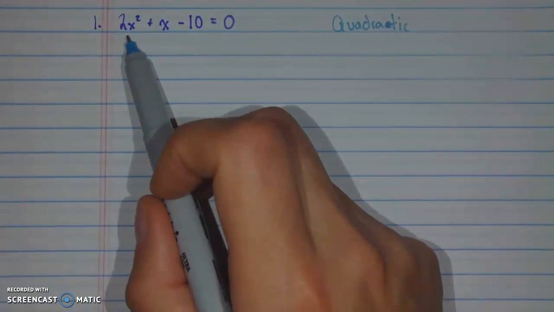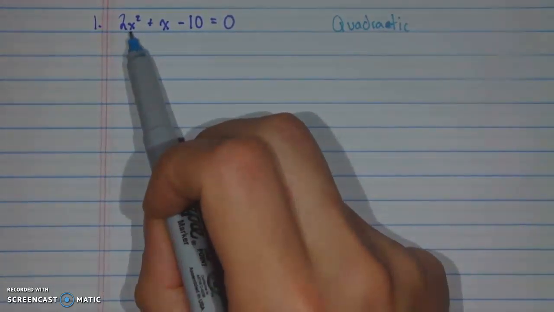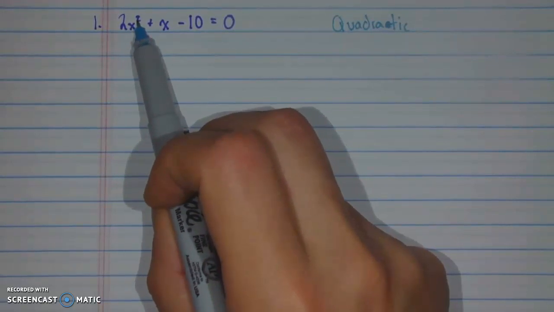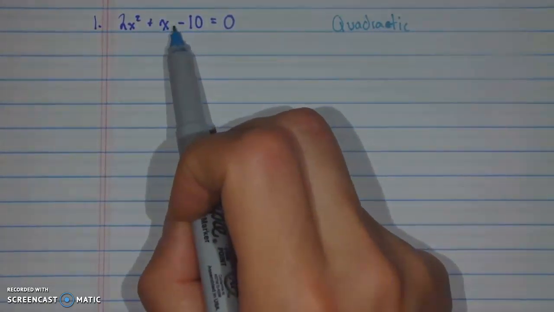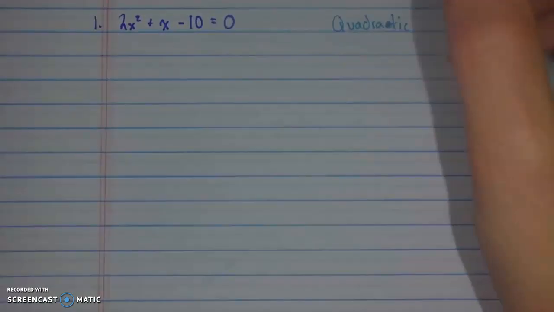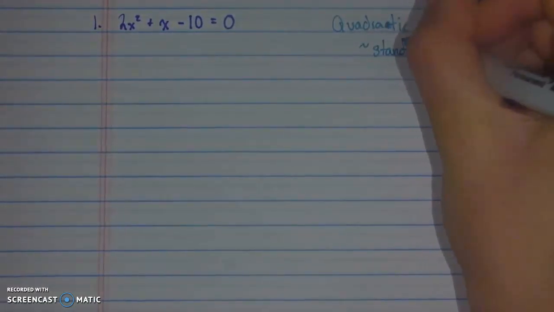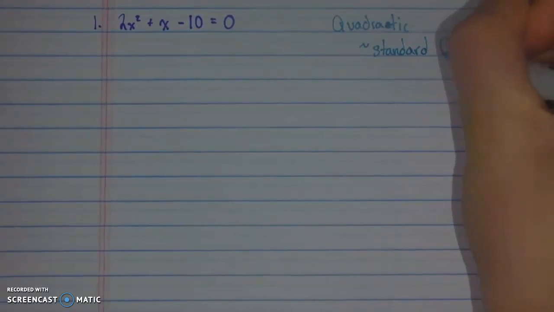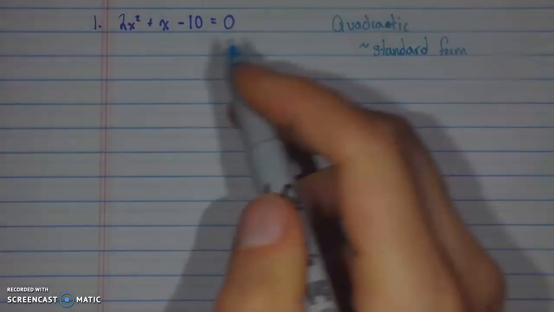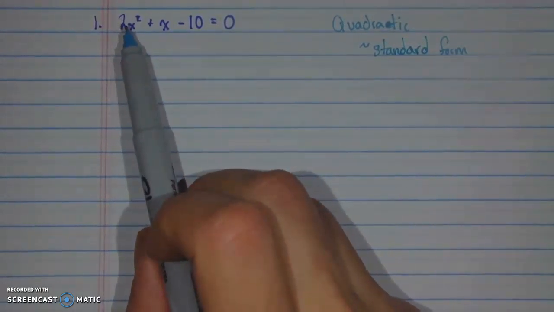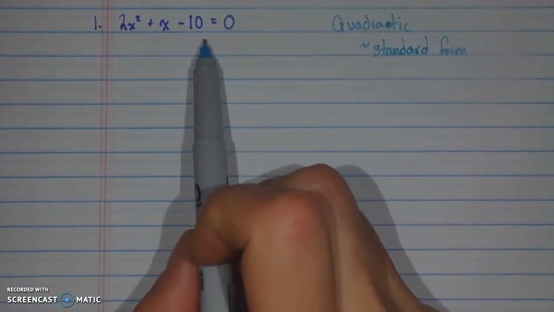So in here you can see that this is a quadratic, and this is one in which x is raised to the power of 2, and we even see another x in here. And one thing that you want to be able to do is write these in standard form. Now, standard form is when you have it in descending order from the highest exponent to the lowest.